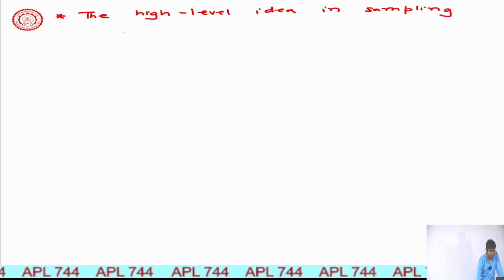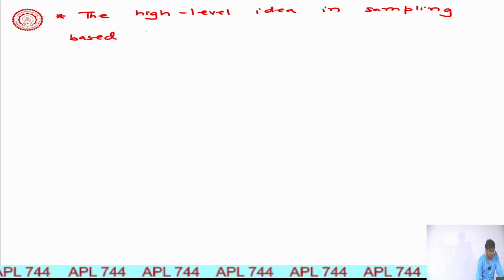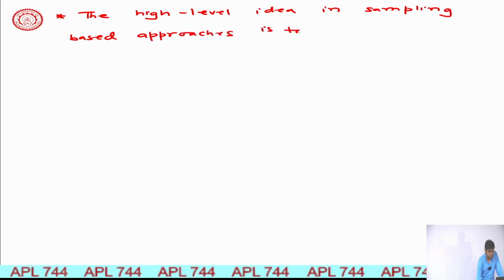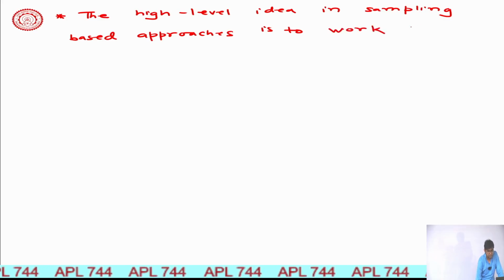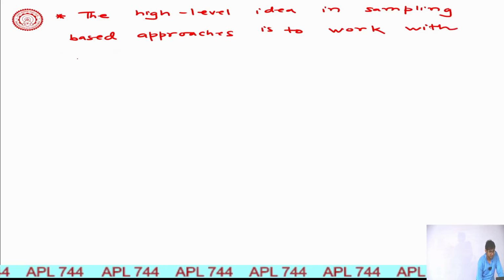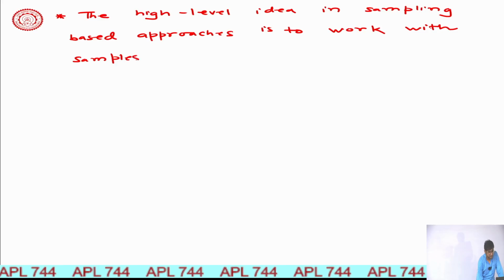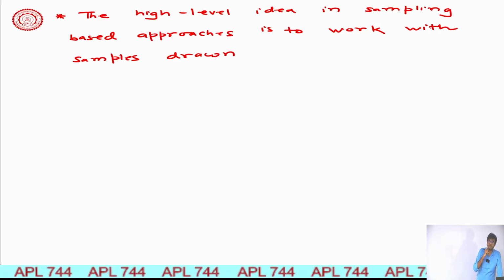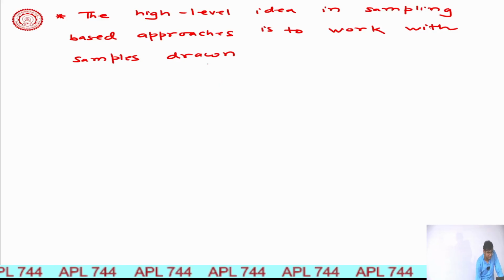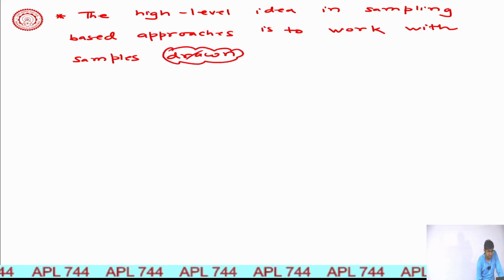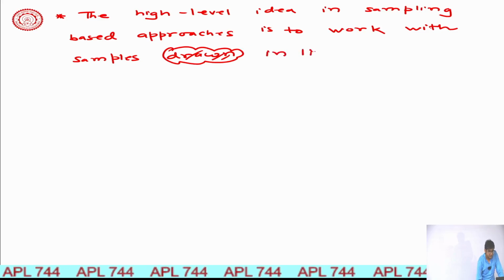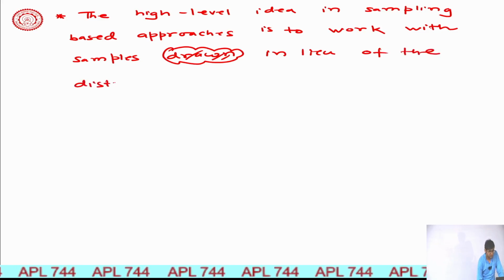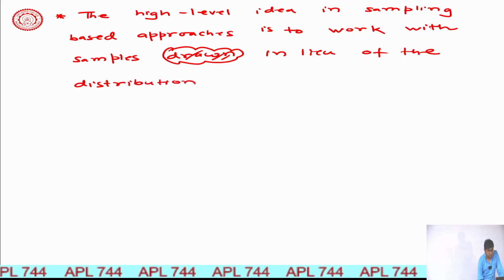The high level idea in sampling based approaches, it's not one approach actually, approaches, is to either work with samples drawn or work with samples in lieu of the distribution. Okay. So the idea is simple.